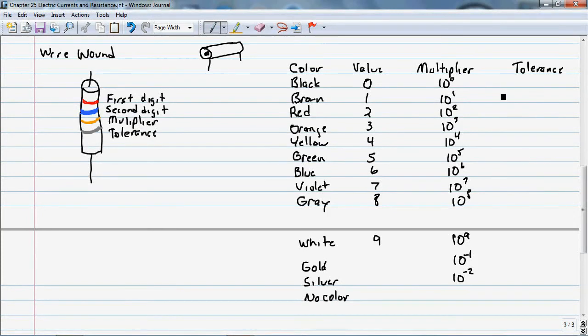Now, for tolerances, brown is 1%, red is 2%, and then they skip to gold, and gold is 5%, silver is 10%, and no band or no color is 20%.